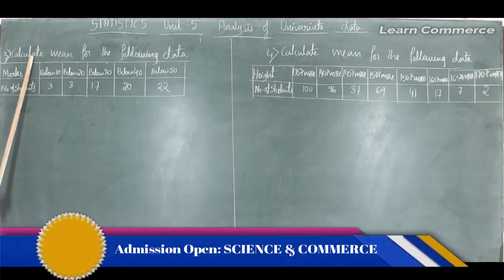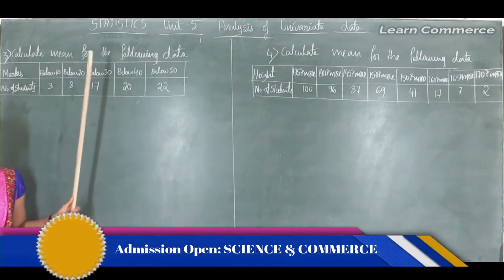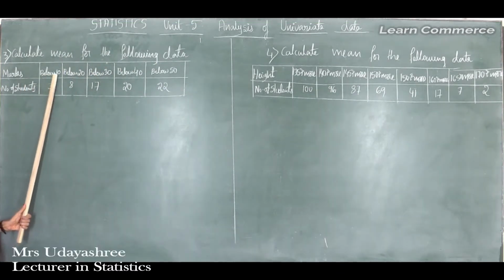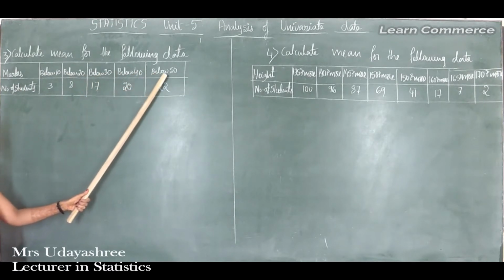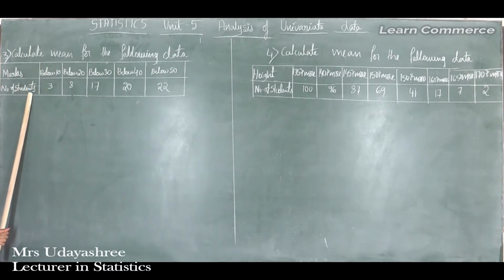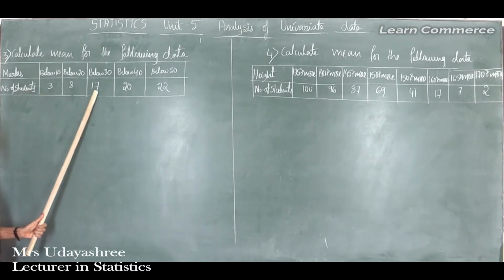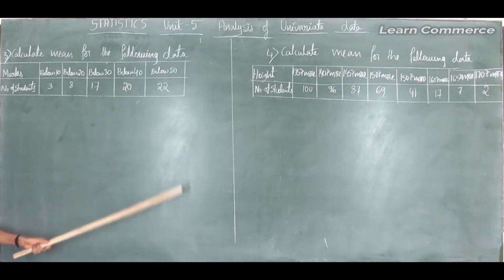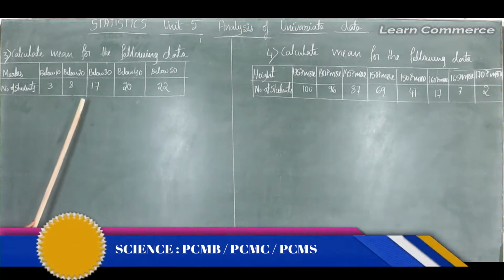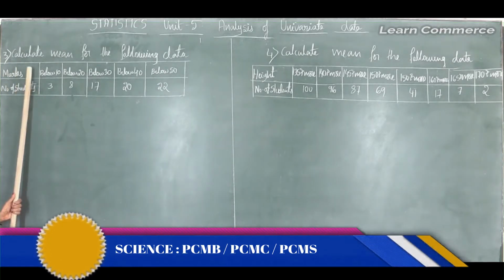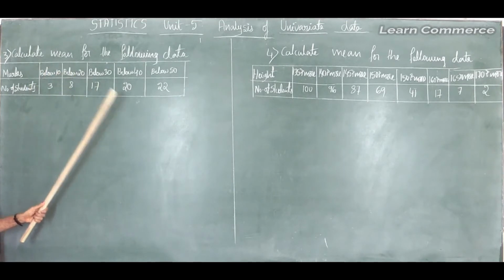See here, in the question they have given calculate mean for the following data, and they didn't mention direct method or step deviation method. The given information is below 10, below 20, below 30, below 40, below 50, in the sense that these are upper class limits. The number of students are frequencies: 3, 8, 17, 20, 22, which are in increasing order. In the sense, these given frequency distributions are less than cumulative frequency, and marks, that is class intervals, are upper class limits.